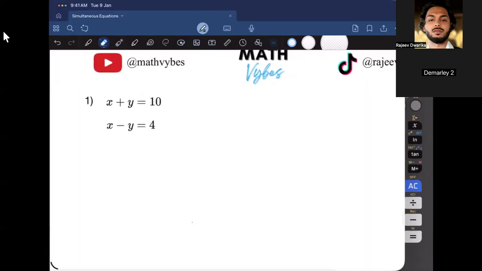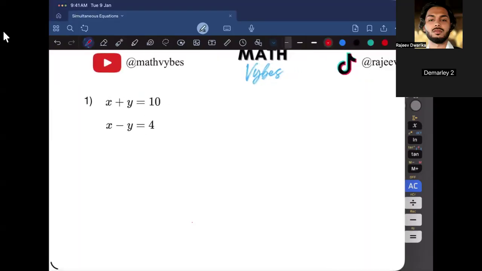So the first question, what could we do with the two equations if I want to cancel off something? What do you want to cancel off? X or Y? We can cancel Y. If you want to cancel off Y, should you add both of the equations or subtract both of the equations? Add. You should add it, right? So what is X plus X? X plus X, that's 2X. What is Y plus minus Y? Nothing. What is 10 plus 4?